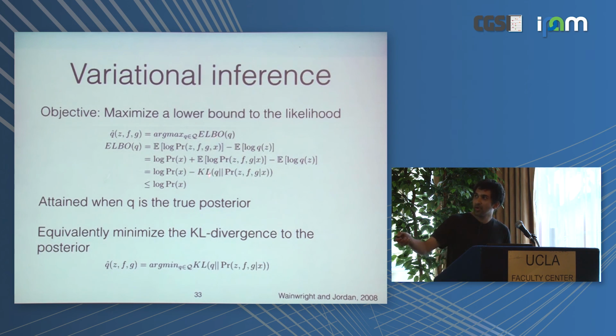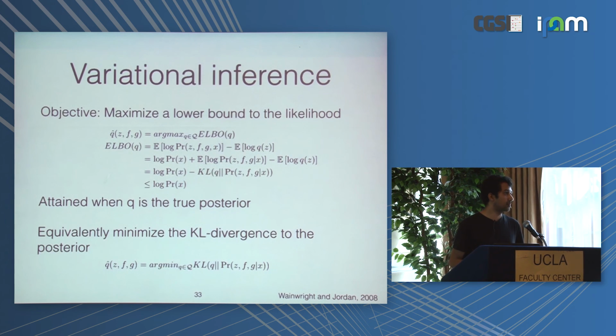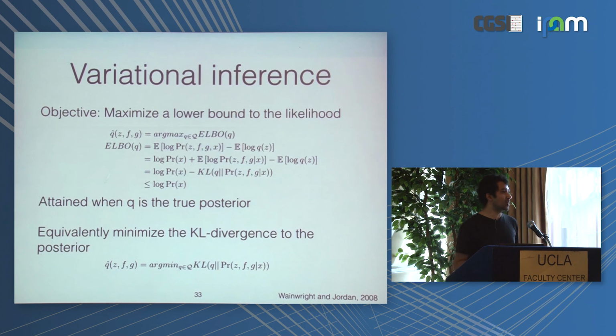So the expectation is always relative to Q here, right? The expectation is relative to Q. That's something that I should have made clearer. Yeah, you're right. There is a whole class of methods which does expectation relative to P, and that leads to different properties. So there are expectation propagation methods that do expectation relative to P.